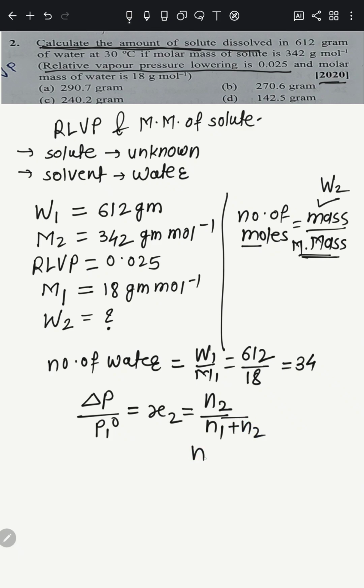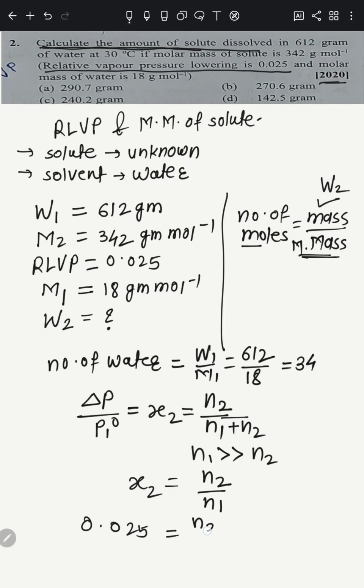Now delta P upon P1 is equal to x2. It is the combination of Raoult's law and relative lowering of vapor pressure. That x2 is modified. Already we have modified, that is N2 upon N1. Getting? Actually it is N2 upon N1 plus N2, but it is observed that N1 is larger than N2. मग आपण काय केलं होतं त्याला, it is N2 upon N1 only. Getting? So N2 upon N1.